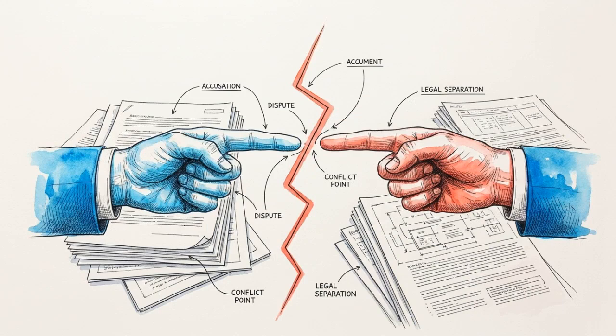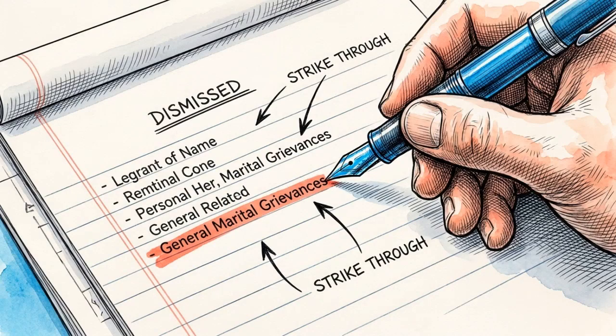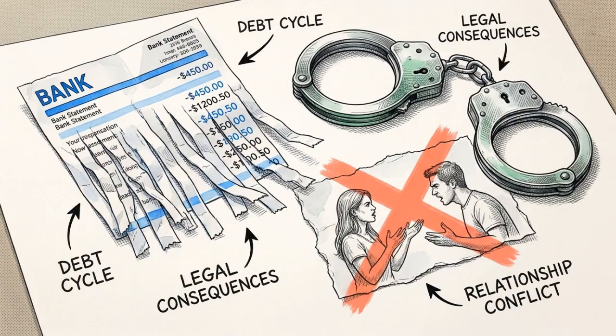This is critical for client management, as individuals frequently seek moral vindication through the financial settlement. However, under the strict Wachtel v. Wachtel threshold, conduct is only considered if it is obvious and gross, and it would be deeply inequitable for the court to disregard it. This is reserved for severe financial dissipation or violent criminal acts. Standard marital grievances, including adultery, do not meet this threshold.